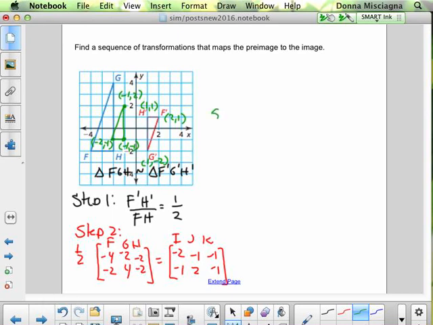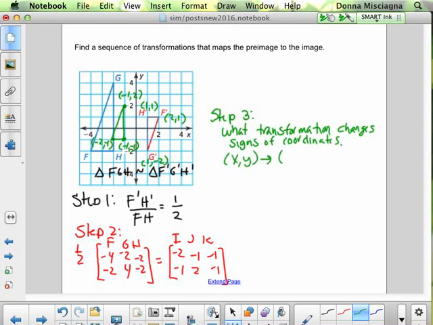So we have to think, our step 3, what transformation changes signs of coordinates. All right, so (x, y) became (negative x, negative y). And so the transformation that changes the signs of the coordinates is going to be a rotation, and this is a 180-degree rotation. We could also do the same thing with reflecting over the x-axis and then the y-axis, but that would be 2 transformations, and we can do this in 1.